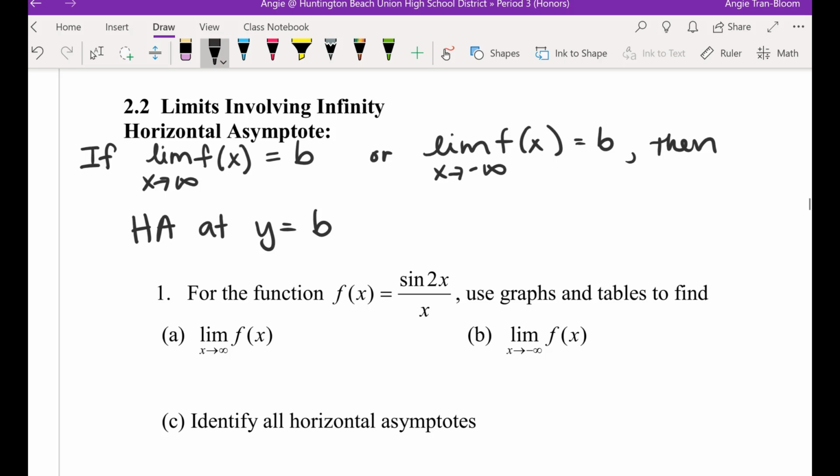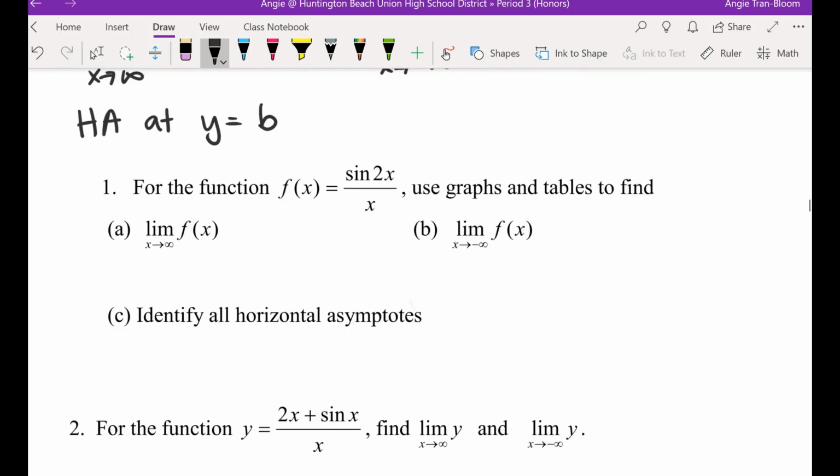Can you have more than one? Yeah. What if this comes out to be 0 and this is like -5? Then guess what? How many HAs would you have? 2. Because this is an or. Or means either one can be true or both. So you may have more than one, or you don't have to have any at all.